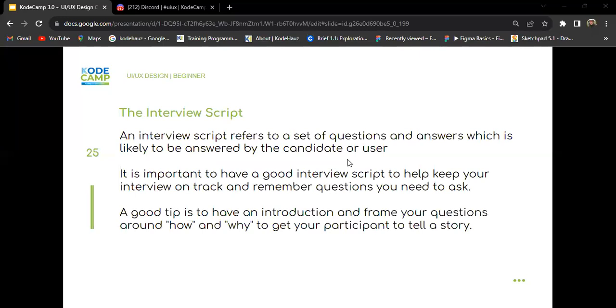Now, the next thing we're going to be looking at, which is actually the last thing for today's class, is the interview script. An interview script refers to a set of questions and answers which is likely to be answered by the candidate or user. A list of questions, right? It is important to have a good interview script to help keep your interview on track and also to remember questions that you need to ask. A good tip is to have an introduction and frame your questions around why and why to get your participants to tell a story.